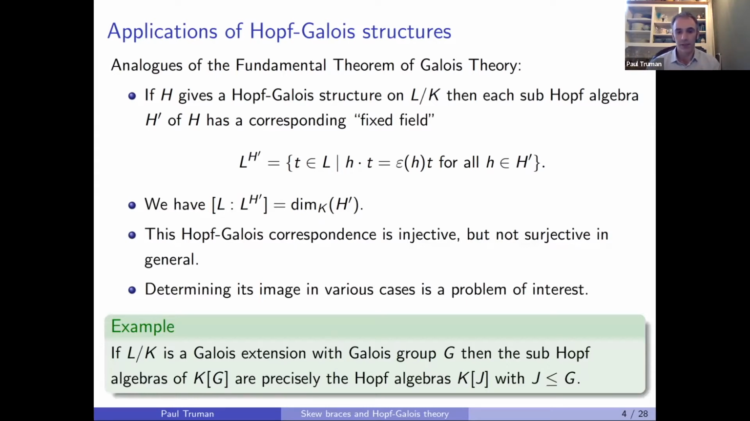So again, if I relate this back to the classical Galois situation, then this is just rephrasing classical Galois theory. The sub-Hopf algebras of KG are precisely the things that look like KJ, with J a subgroup of G. And so in particular, if I take the fixed field in this Hopf-Galois sense of the sub-Hopf algebra KJ, that's just the same as asking for the fixed field of the subgroup J from classical Galois theory, and the dimension statement that I gave in the second bullet point drops out immediately.